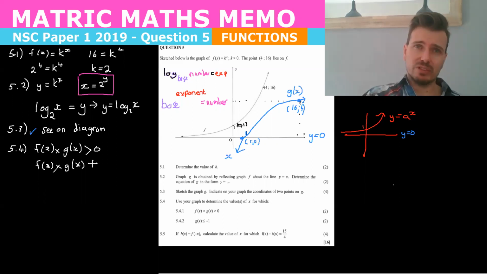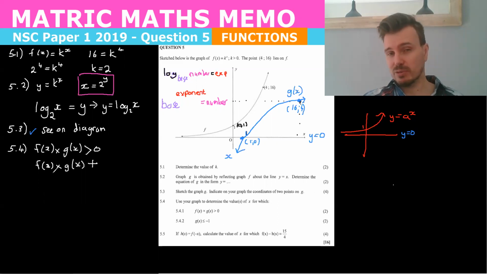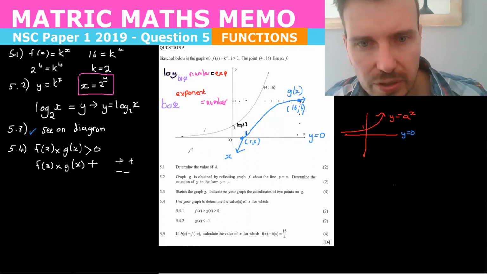But -2 times +2 gives a negative. So basically the signs have to be the same. This either has to be plus and plus, or minus and minus. So let's look at these graphs.